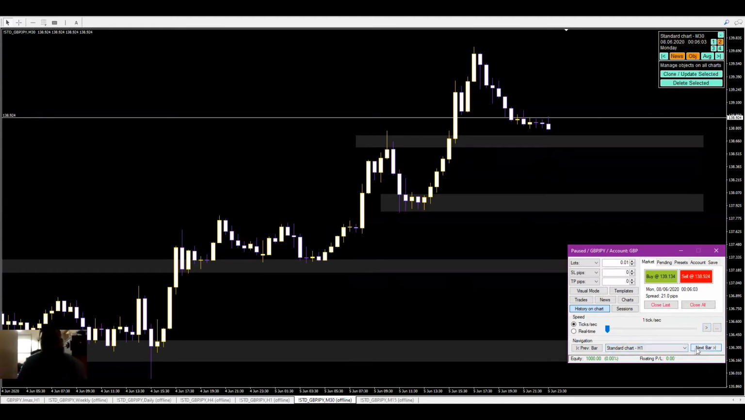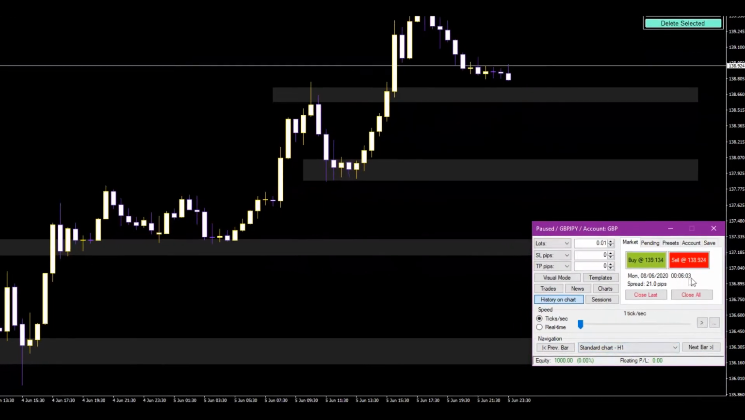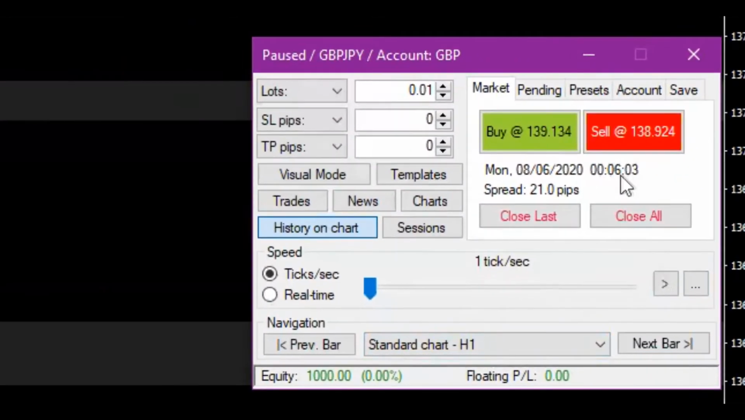Anyways, we're gonna speed this up here. You see this time right here, the 00, and then 0603? This is GMT time. I trade the London session, which is at 10 on this. And this reads day, month, year. So we're on June the 8th of 2020. Does that make sense? And it's a Monday. So what does that mean?